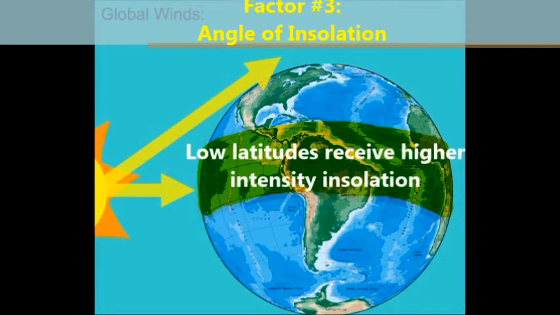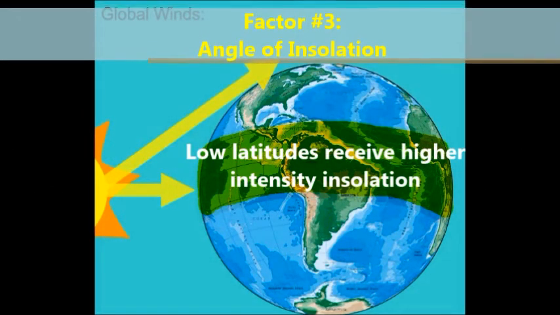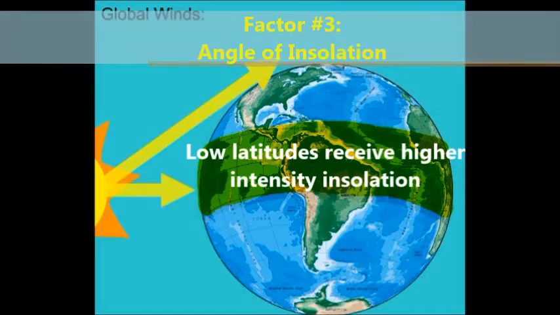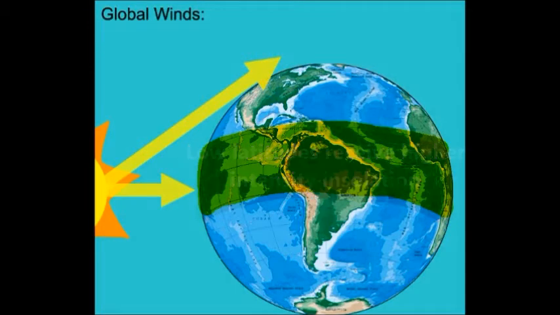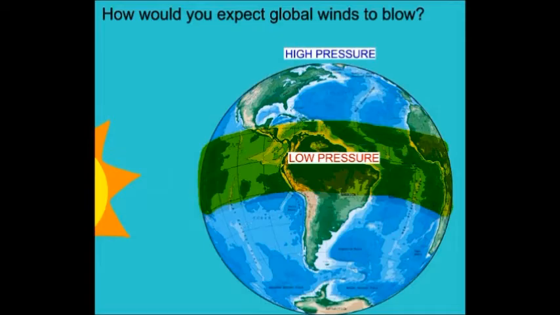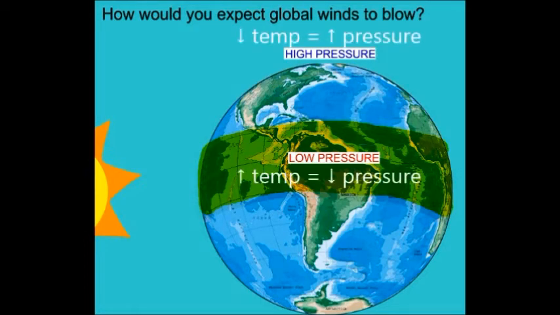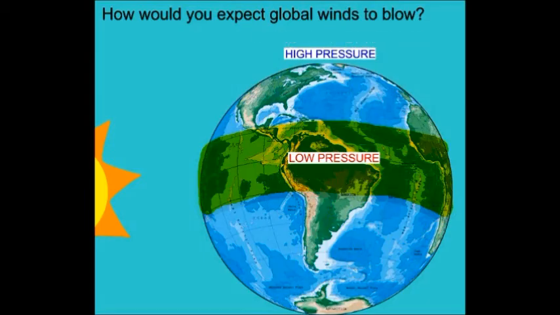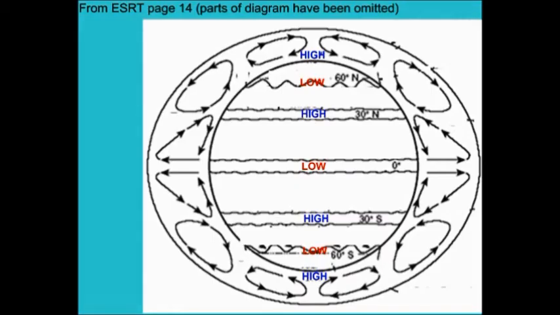We've learned previously that the low latitudes near the equator receive more high-intensity insolation from the sun than the high latitudes towards the North Pole and the South Pole. Now, because of that, the air pressure above the low latitudes is low pressure, and the air pressure above the high latitudes is high pressure. So we would generally expect wind to blow from the higher pressure near the poles toward the lower pressure near the equator. But it's a little bit more complicated than that.